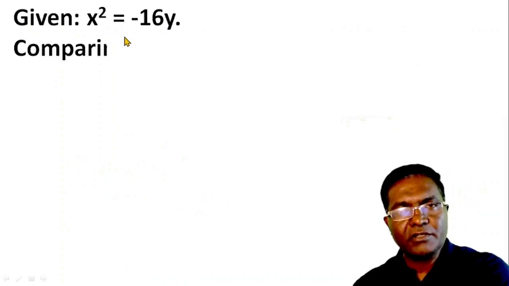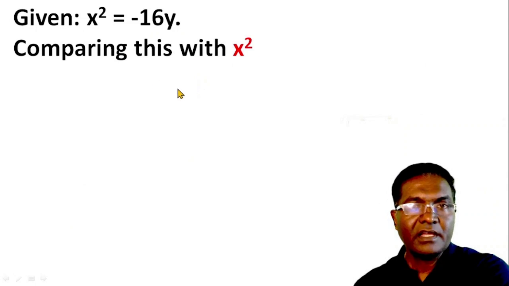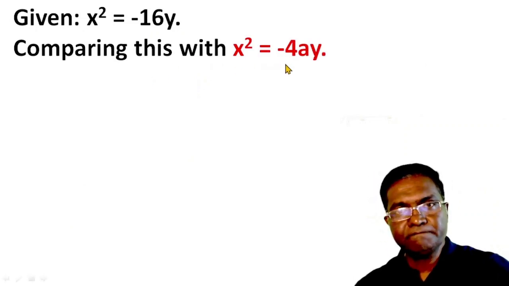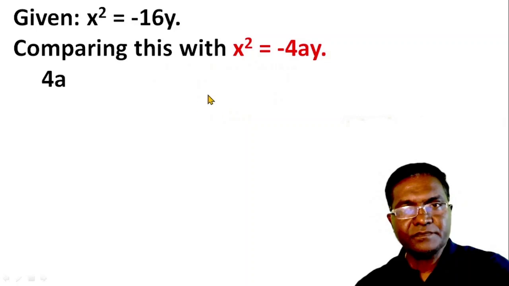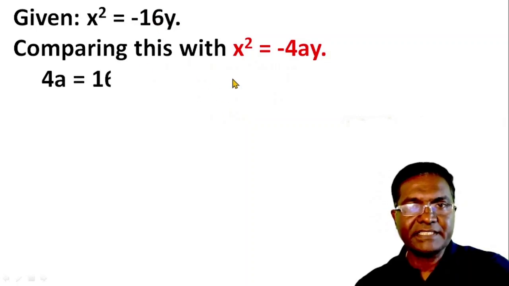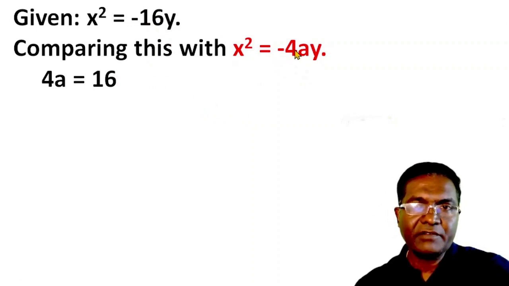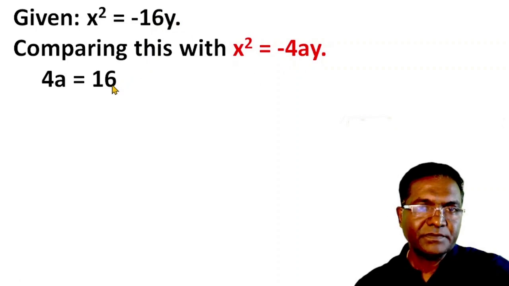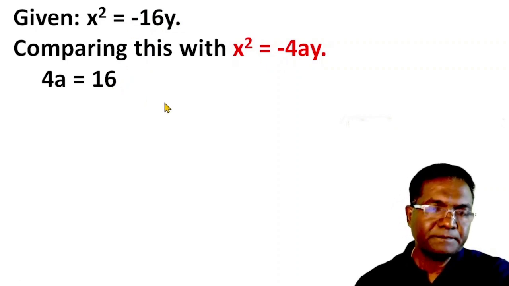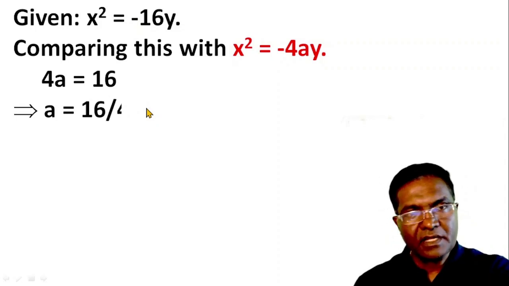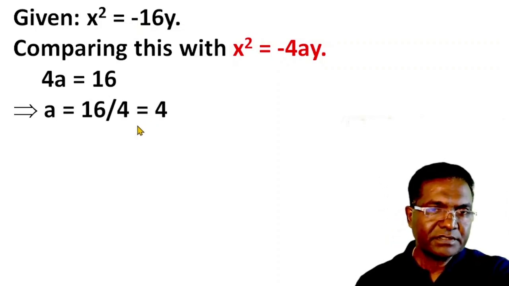Given x square equal to minus 16y. Comparing this with x square equal to minus 4ay, what will you get? 4a is 16. Don't take 4a as minus 16, only take 4a as 16. Both have minus, remove that. So a is 16 by 4, and that gives you 4.